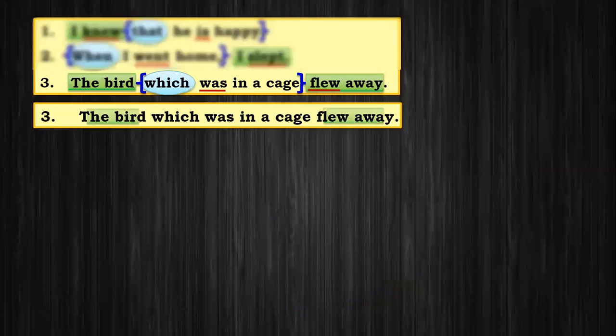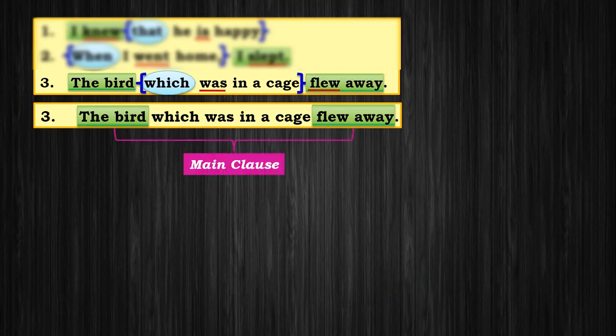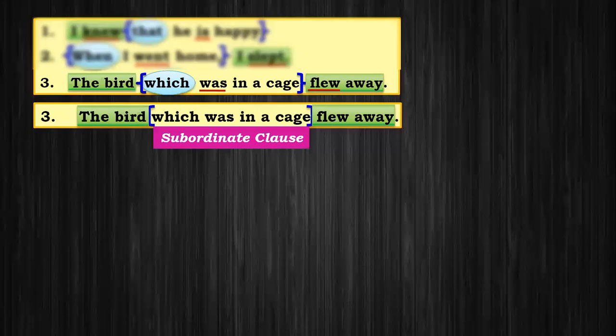The bird which was in the cage flew away. This is no doubt a typical case, isn't it? So the main clause is already marked. That is, the bird flew away. And we know one clause has one finite verb. Hence, which was in the cage is your subordinate clause because it has only one finite verb, that is was.